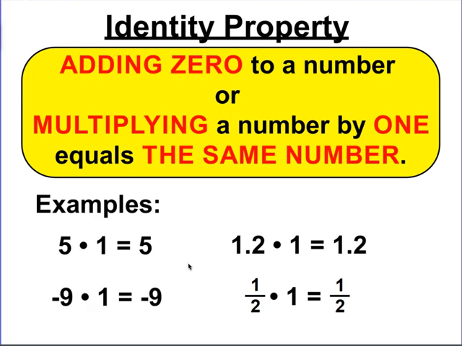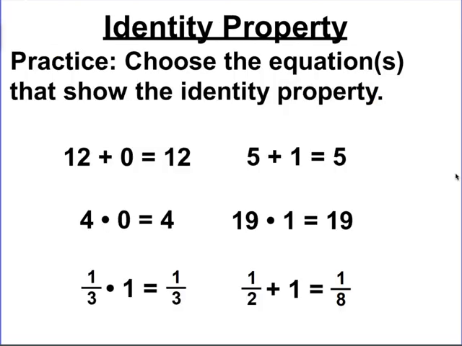Multiplying, same thing. When you multiply by 1, it doesn't matter if it's a fraction, decimal, whole number, negative number, or positive number, it's going to stay the same. So you can see some examples here. All right? So that's a quick run through. Take a second, look at these, be careful. Hit pause, find the ones that show identity property, and then hit play, and we'll see if you chose the correct ones.